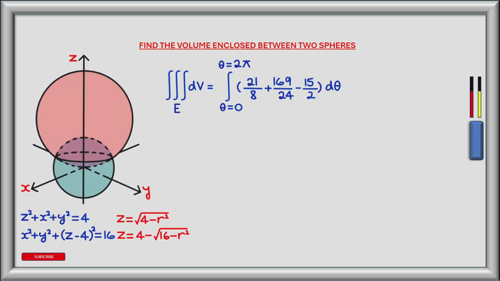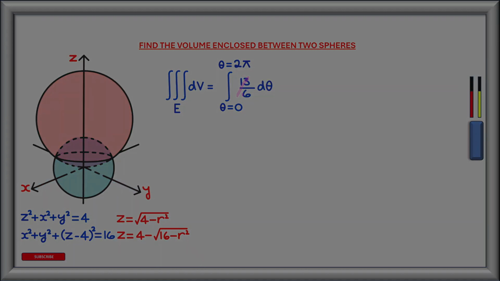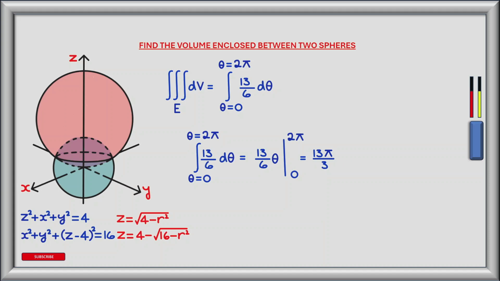If we now sum the results of all 3 integrals, so that's 21 over 8 plus 169 over 24 minus 15 divided by 2, we get a result of 13 divided by 6, which gives us our outer integral, where we want to integrate from theta equals 0 to theta equals 2 pi of 13 over 6 d theta. And using the power rule to evaluate this, we get 13 over 6 multiplied by theta, and plugging in the limits of integration gives us a final answer of 13 pi divided by 3, and this is the volume enclosed between the 2 spheres.